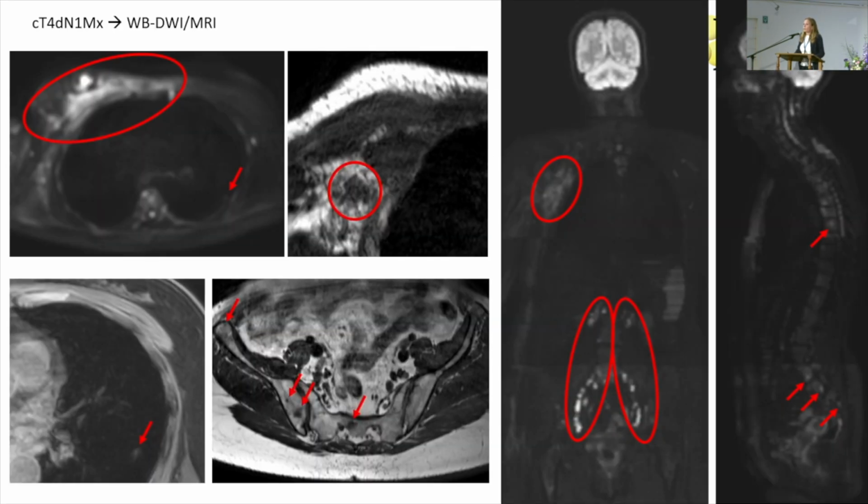Another example of a patient with very locally advanced disease with diffuse infiltration of the breast and also the skin, with very many and very large axillary lymph nodes, but on the whole body diffusion MRI we also found lung metastases and very many bone metastases, and also a lot of retroperitoneal lymphadenopathies.